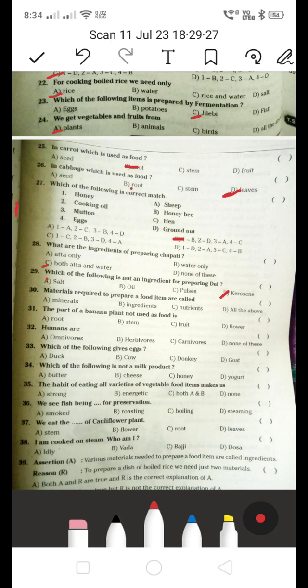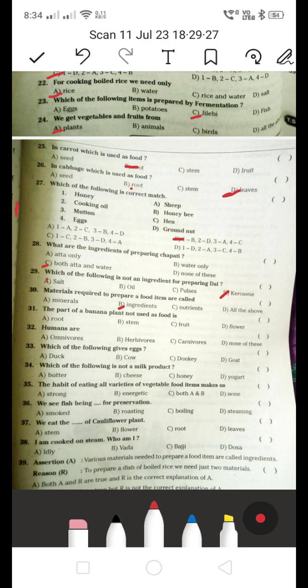Which is not means this is the right answer. Next, materials required to prepare food items are called: minerals, ingredients, nutrients, or all the above? Which is the right answer? The materials we use to prepare food are ingredients, so B is the right answer. The part of a banana plant not used as food, they are asking: fruit, stem, fruit, flower.